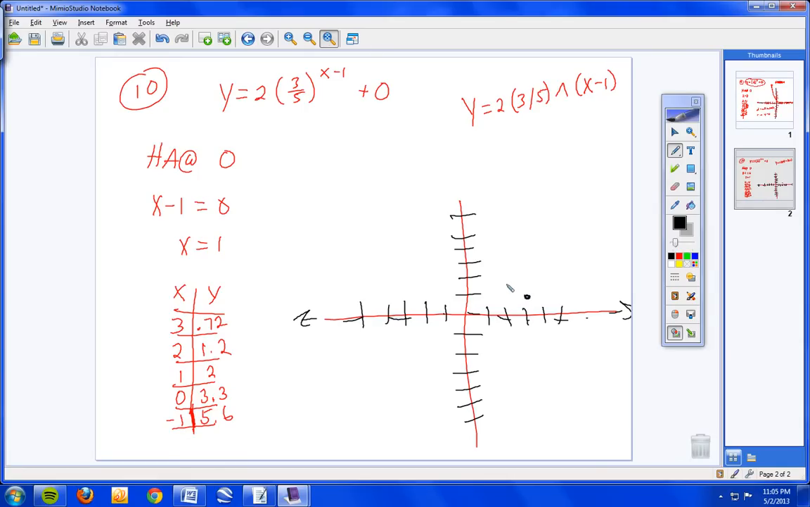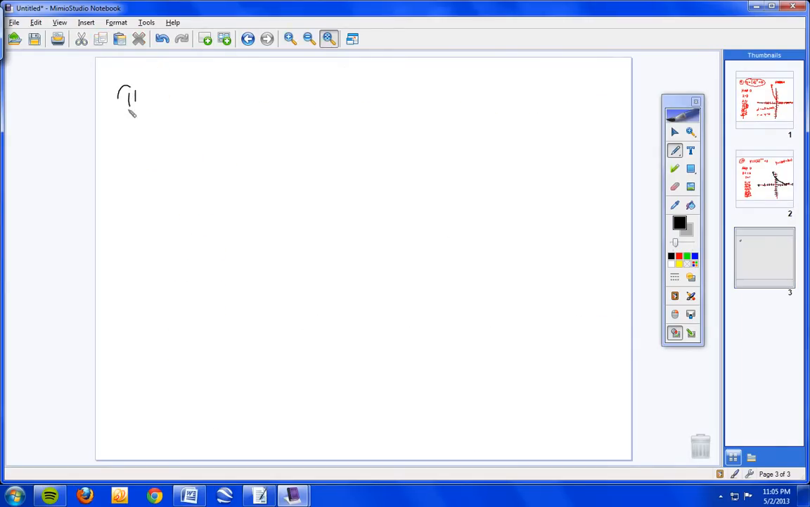My next one's 2, 1.2. My next one's 1, up 2, then 0, 3.3, and then negative 1 would be 4, 5.6. So it looks like a straight line, but we know it has to curve a little bit. We know that because of the characteristics of an exponential graph. So there we go. Moving on to number 11.